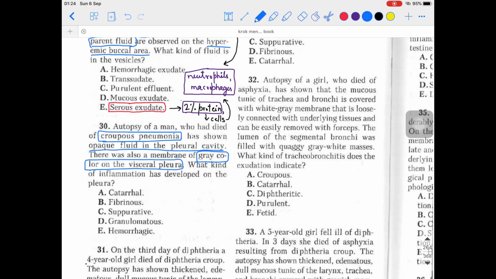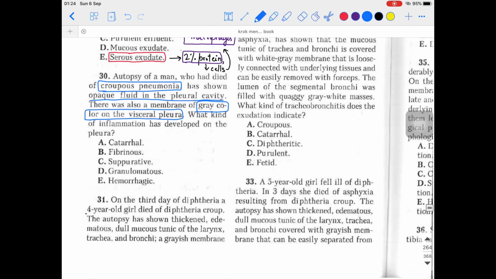Okay, so we are reading this for decades. The gray color, if it is present near the pleural cavity and most probably in the oral cavity, that might be diphtheria or something like that, right? In this case also it might be diphtheria. Okay, but that is not given in the options. What to do now? For that you should know which kind of inflammation diphtheria comes under particularly. That comes under fibrinous inflammation.